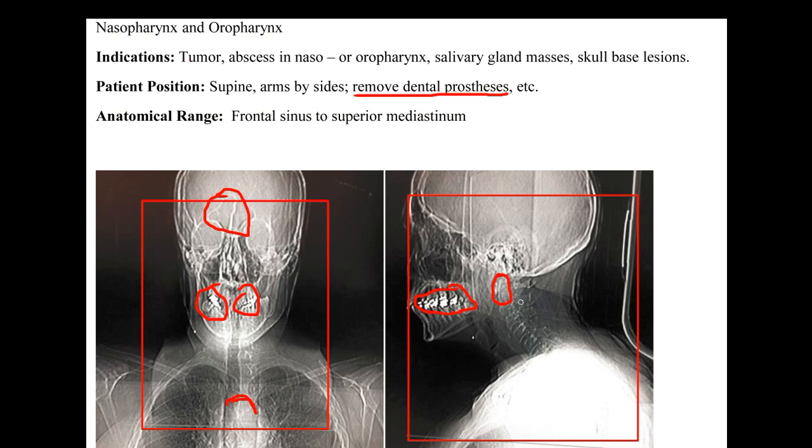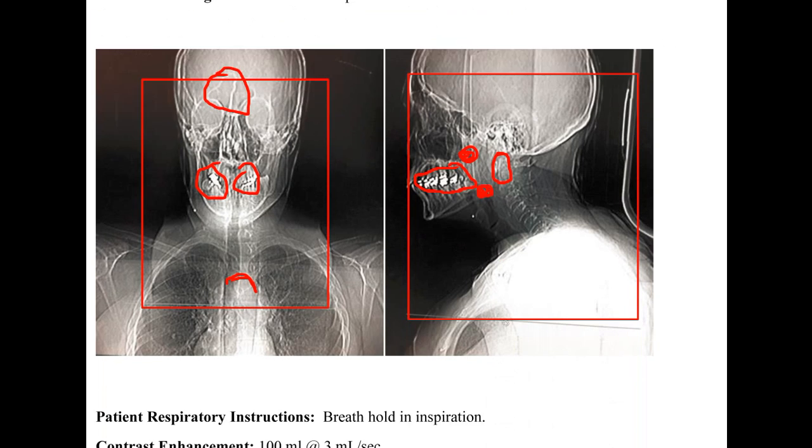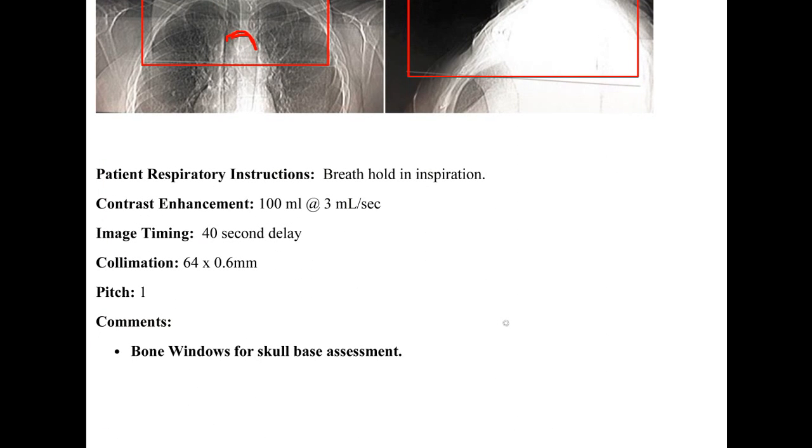So we're getting all of the neck, and we're also getting into the facial region as well, because as we'll recall, this is for salivary masses as well. And so we're looking for the nasopharynx right around here, oropharynx. And so we're trying to get all of these areas.